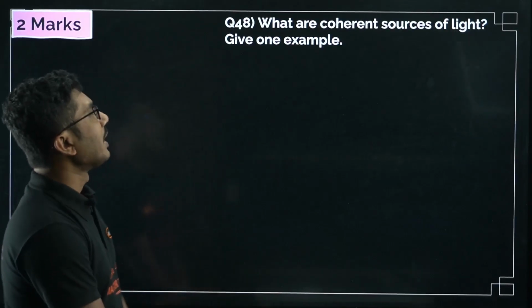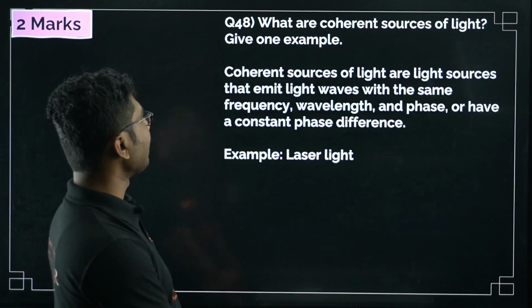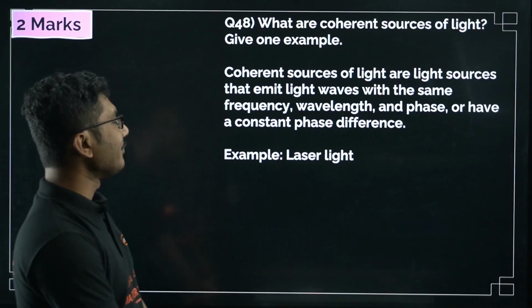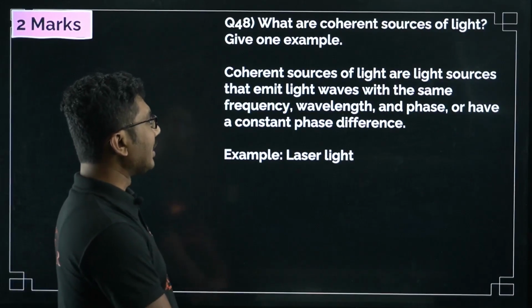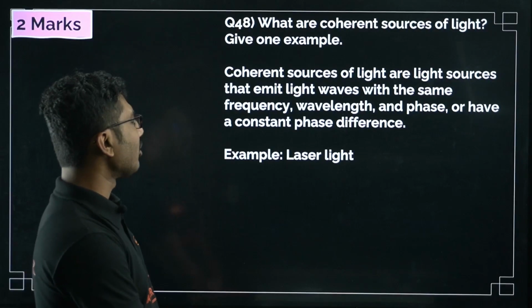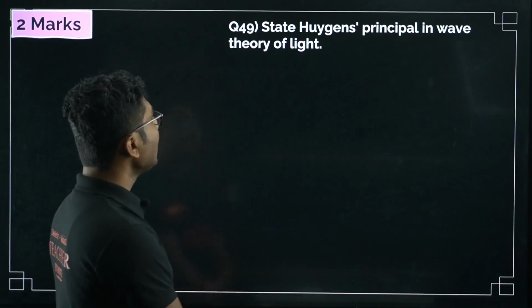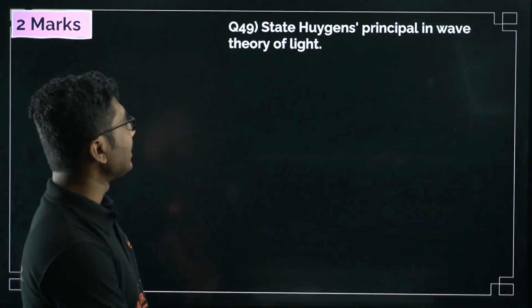Next question: what are coherent sources of light? Give one example. Coherent sources of light are light sources that emit light waves with the same frequency, wavelength and phase, or have a constant phase difference. Example is laser light.